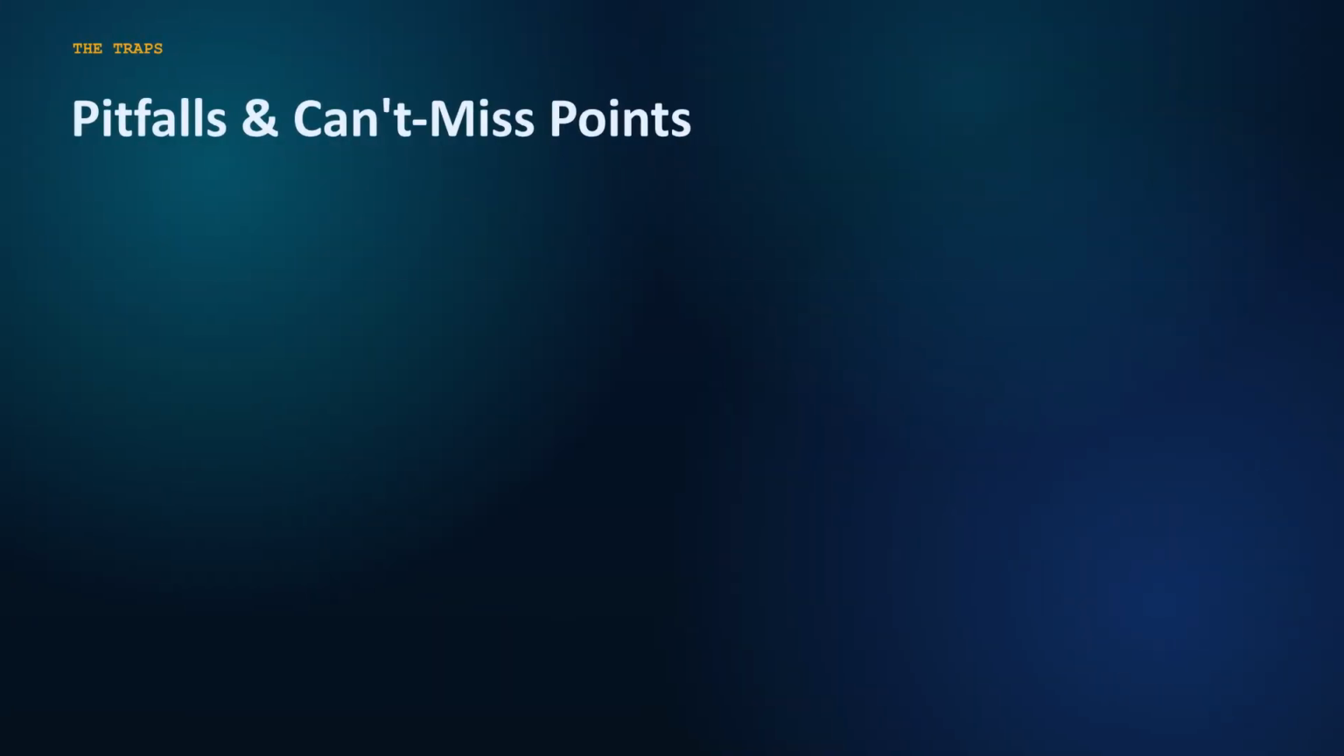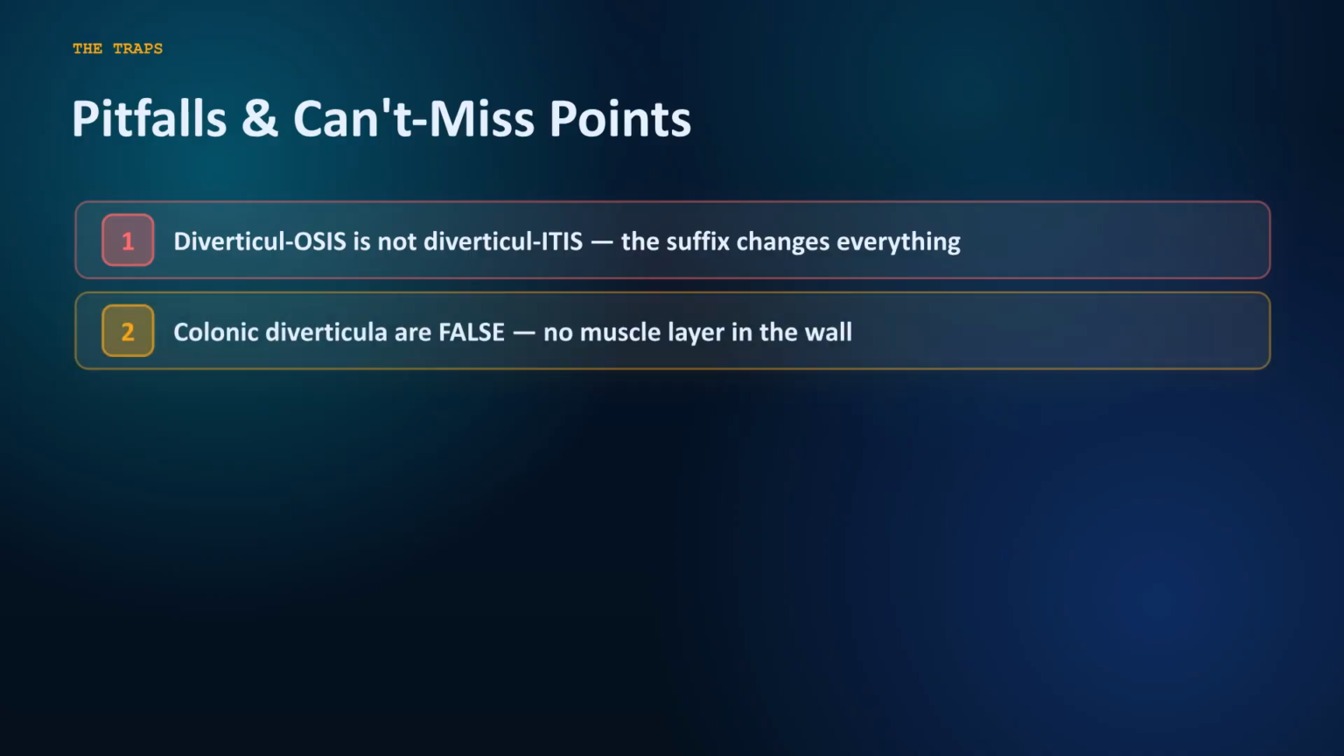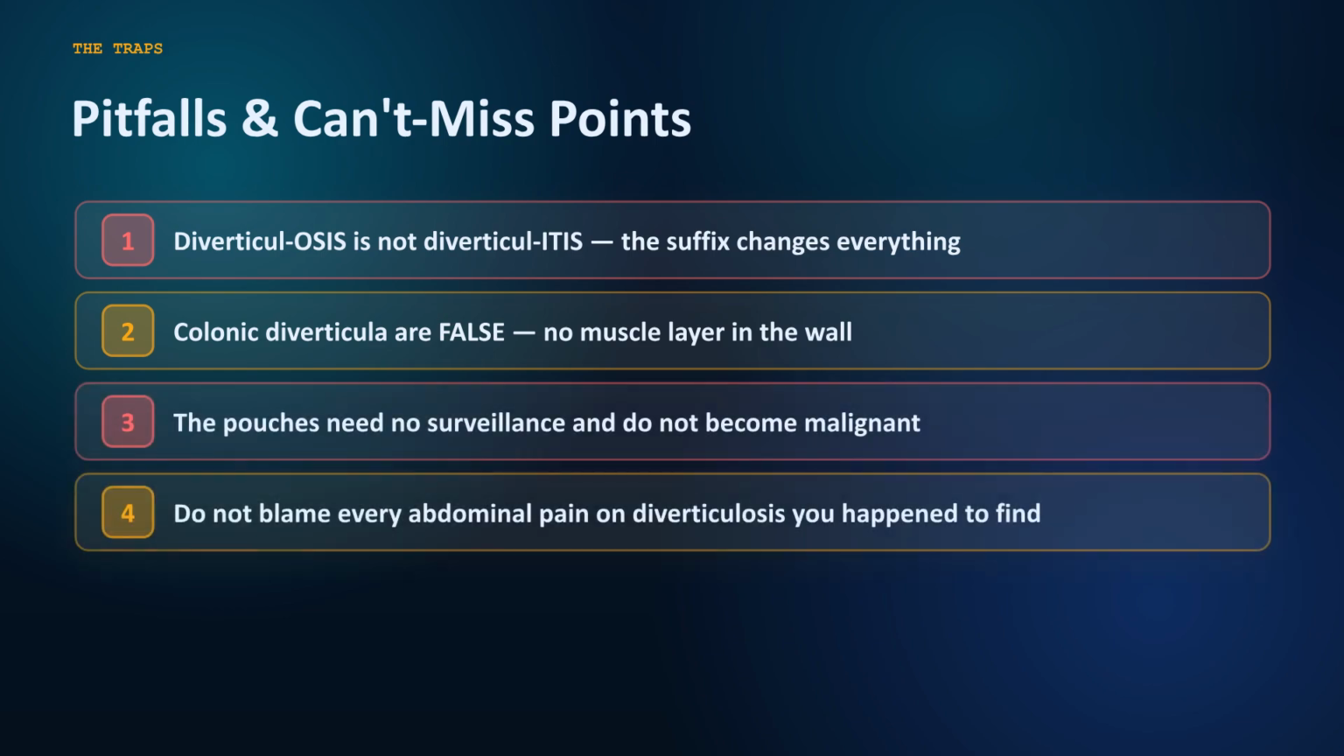Now the traps. First, diverticulosis is not diverticulitis. The suffix changes everything about what you do next. Second, a colonic diverticulum is a false diverticulum. It has no muscle layer in its wall, which is why it is thin and why it bleeds. Third, the pouches do not require surveillance, and they do not become malignant. Fourth, do not blame every abdominal pain on the diverticulosis you happen to find on a scan. It is common enough to be an innocent bystander.